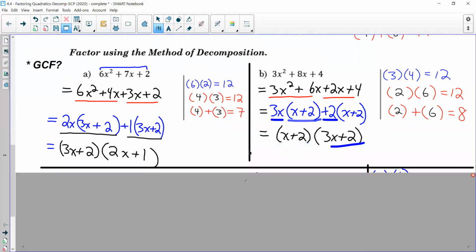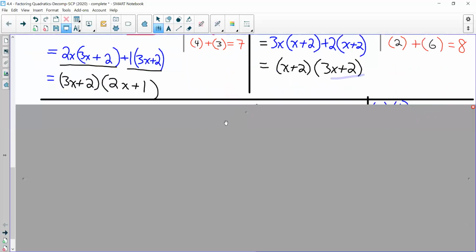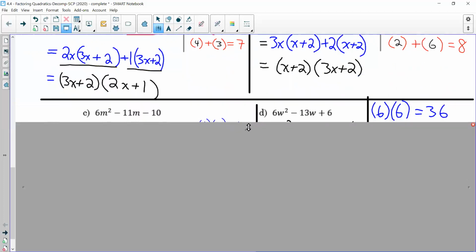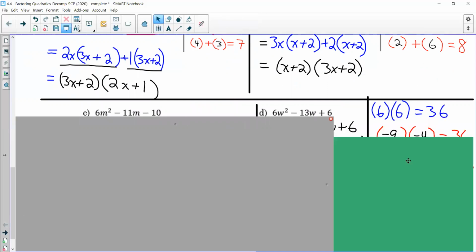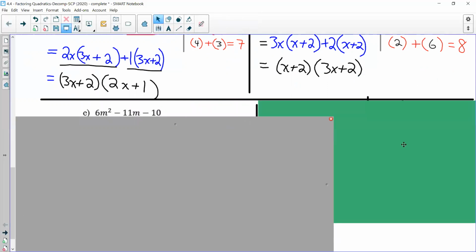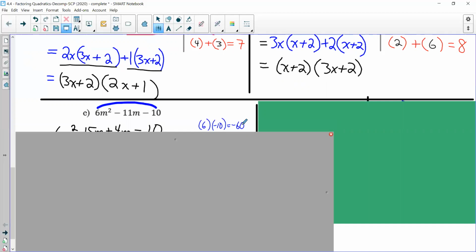And you can check both of those by doing a distributive property to make sure it does give you the initial results. We'll do 2 more examples. Just going to temporarily hide this one, just to make sure you get this concept. So again, we want to focus on here the 6 and the negative 10. So that's 6 and negative 10 give us negative 60. So we're looking for two numbers that multiply to negative 60, but they add to negative 11. Now that's a little bit more challenging.